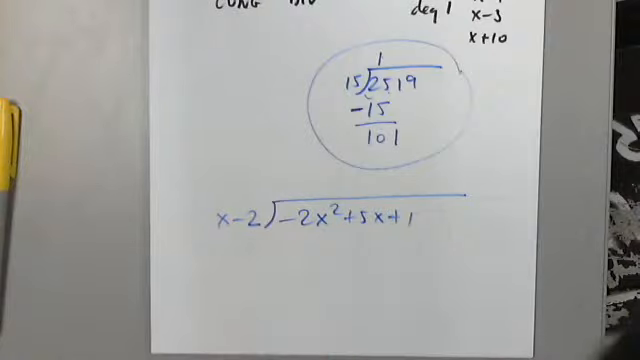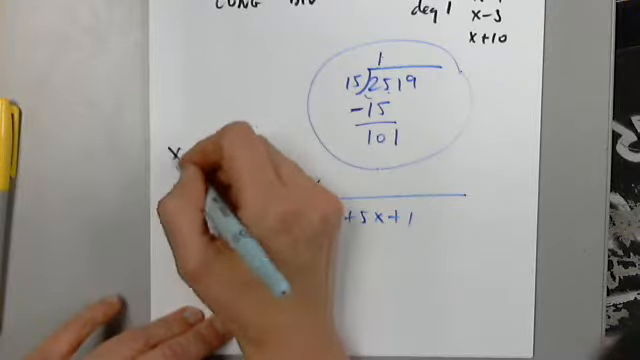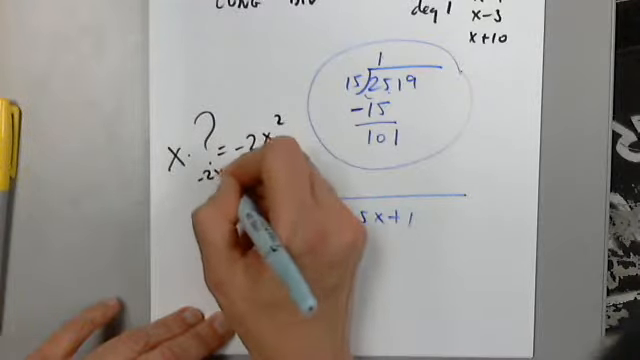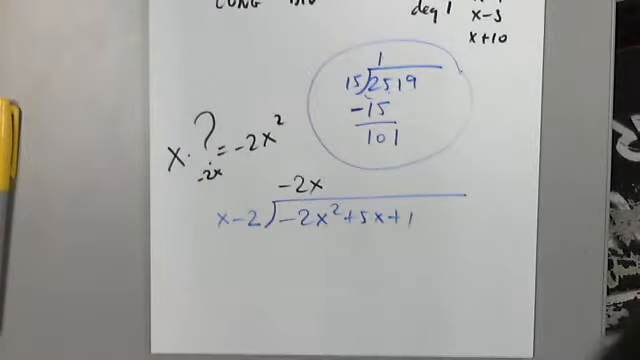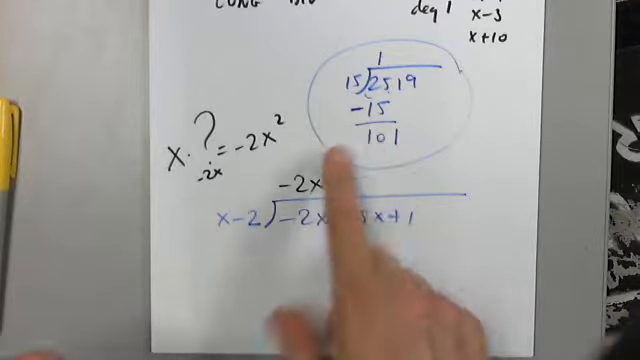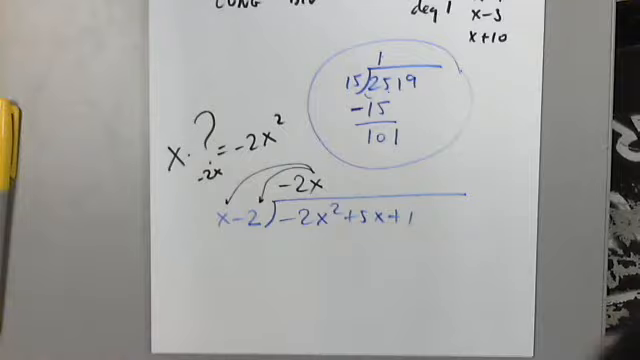Okay. Now, like here, I'm asking myself, x multiplied by what is negative 2x squared? The answer is negative 2x. Negative 2x times x will be negative 2x squared. Now remember what we did here? We multiplied 1 by 15 and wrote negative 15. I have to do the same thing. Multiply, change the sign, and write under like term.